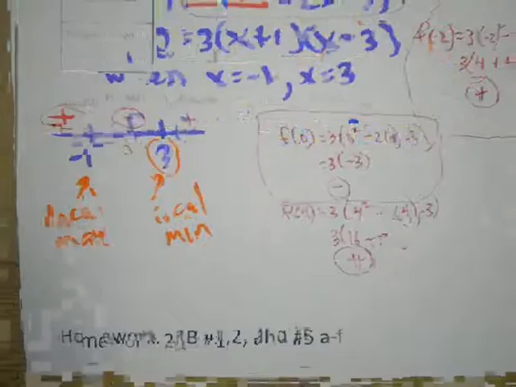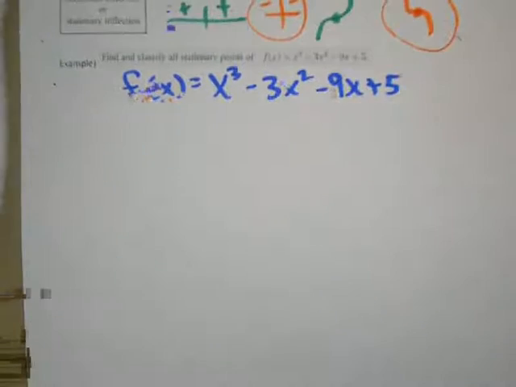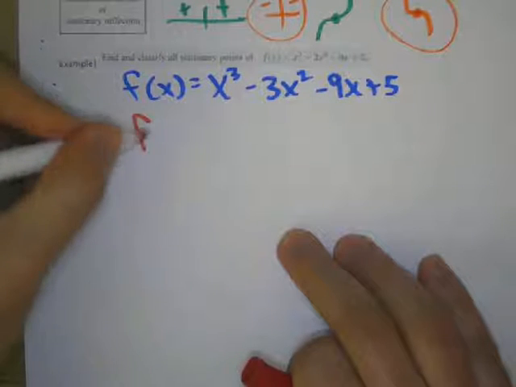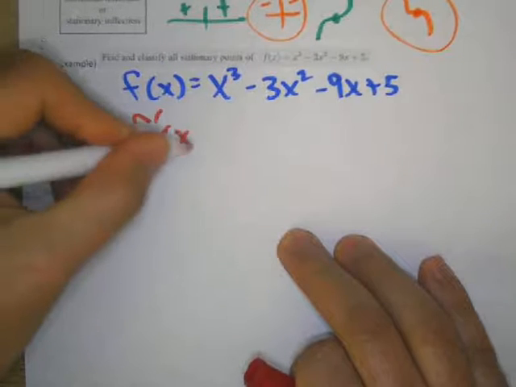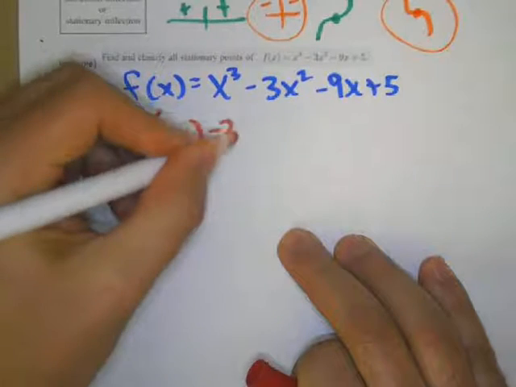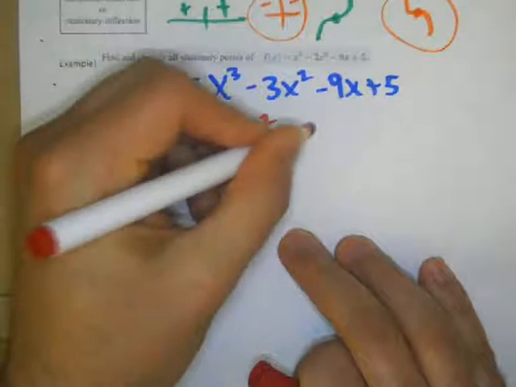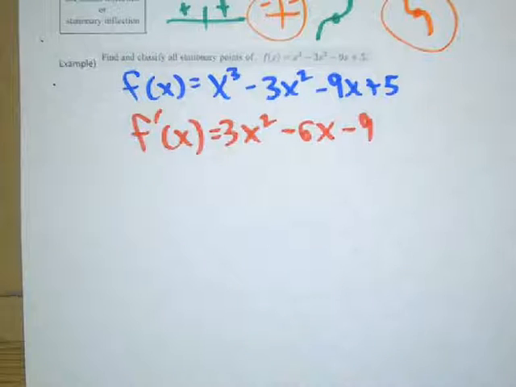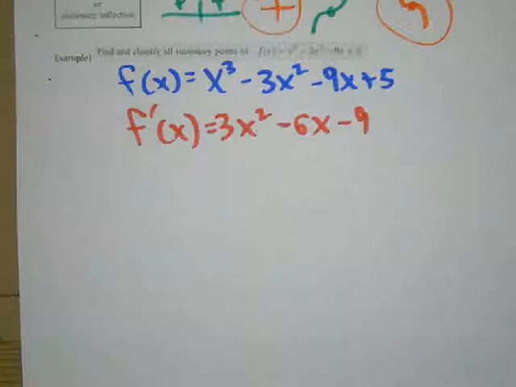The first thing I'm going to do is take the derivative. Okay, and so if I take the derivative, I get 3x squared minus 6x minus 9. Okay? Then, we want to try to find out when this is equal to 0.